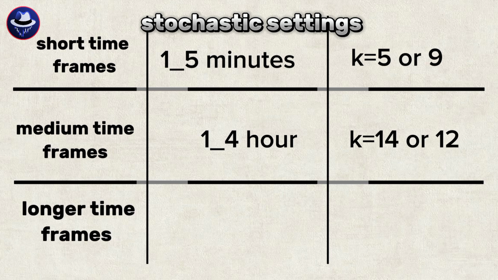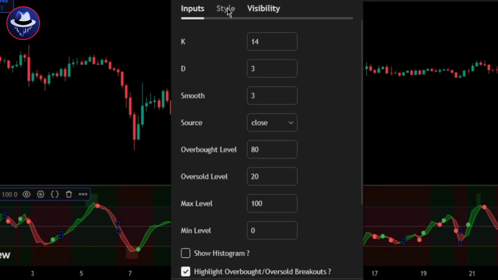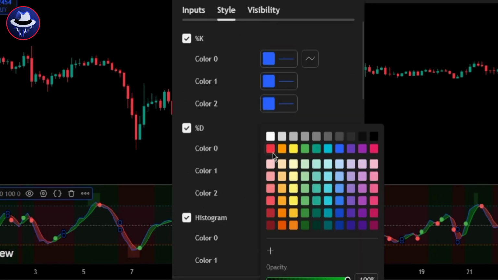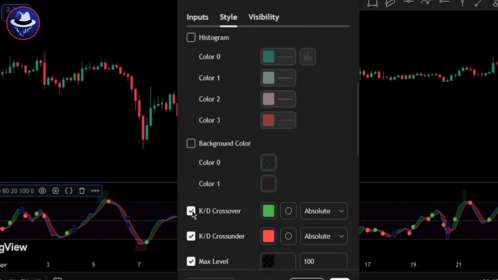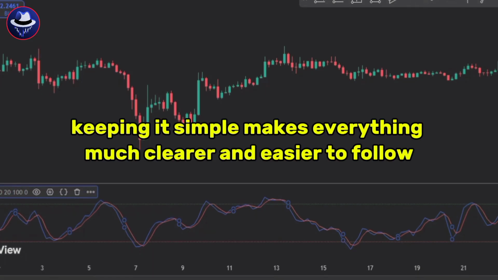Now, if you're working with longer time frames like daily or weekly charts, you need smoother, more stable signals. In that case, set %K to 21, and both %D and smoothing to 5. This reduces noise and helps you focus on major trend shifts. This indicator works more reliably on higher time frames. We only need 2 lines from the stochastic indicator: the %K line, which is usually blue, the %D line, which is usually red. You can hide everything else. We don't need the histogram, background, or even the middle level line. Keeping it simple makes everything much clearer and easier to follow.